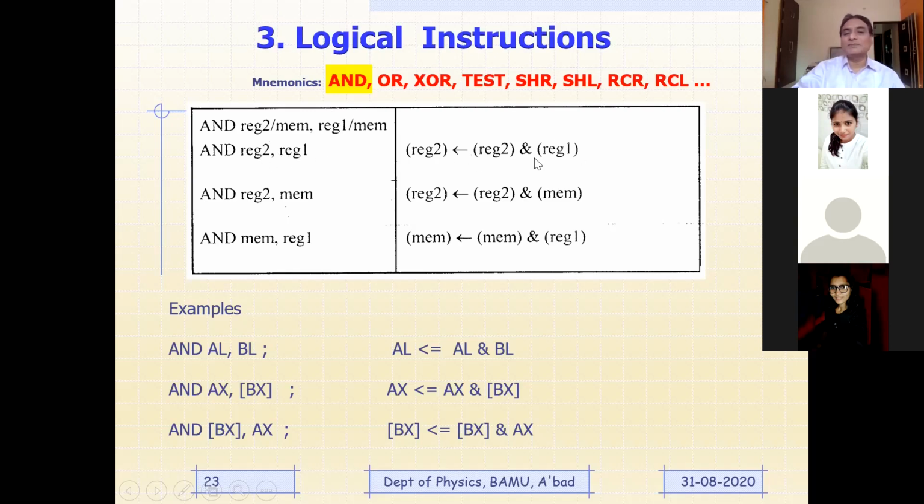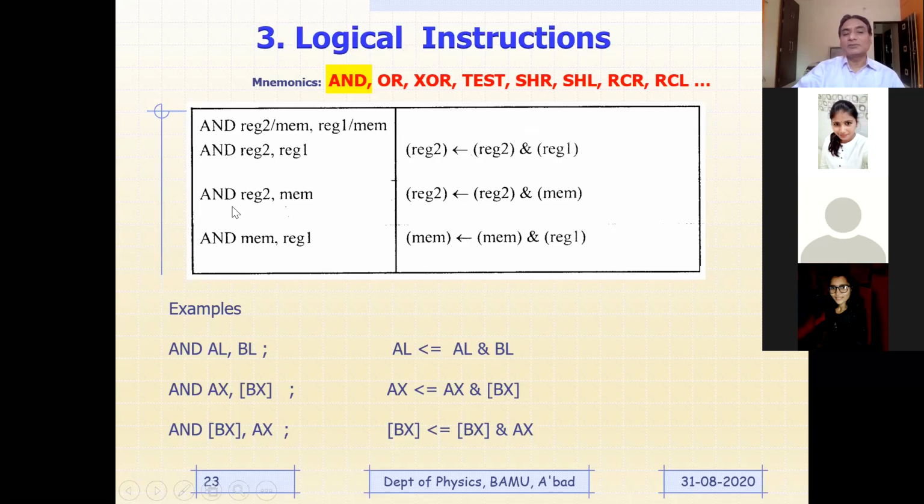What would be the meaning of this? The content of register 2 would be logically ANDed with register 1, and the result would be updated in register 2. That is very important. The register or memory location immediately following the AND keyword is your destination. Destination means the result is going to be stored here. So AND register 2, comma register 1 means the content of register 1 is going to be logically ANDed with register 2, and the result is going to be stored in register 2.